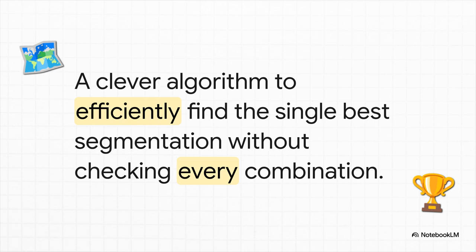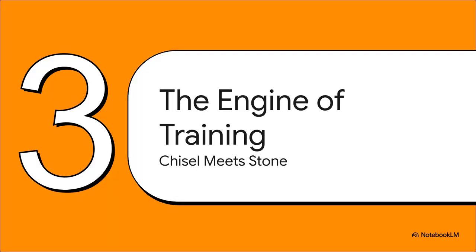That's where this really clever tool called the Viterbi algorithm comes into play. You don't have to get bogged down in the math, just know what it does. It's a super efficient shortcut. It lets the model find that one single highest probability path without having to check every single possibility. It's a lifesaver.